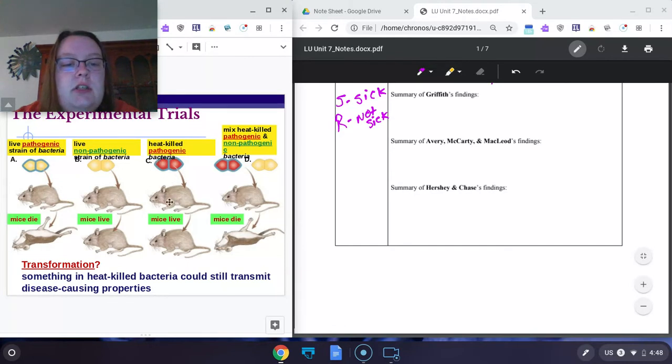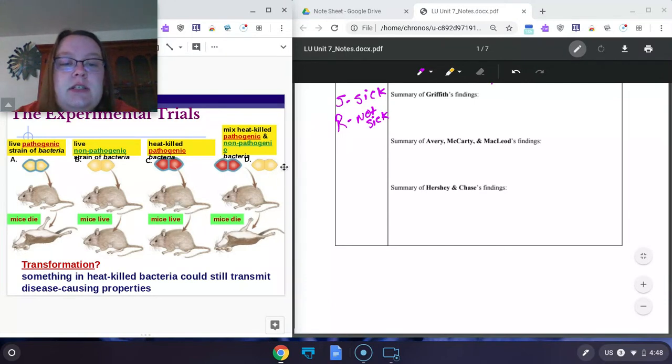In his third experiment, C, he used heat to boil the bacteria that cause sickness. So he killed the bacteria that cause sickness, and if you kill them, they can't do their job anymore. He injected it into the mice, and the mice lived because he killed the bacteria. If they're killed, they can't make you sick anymore.